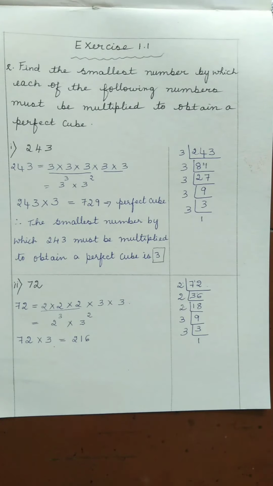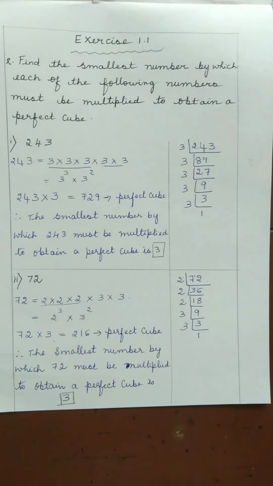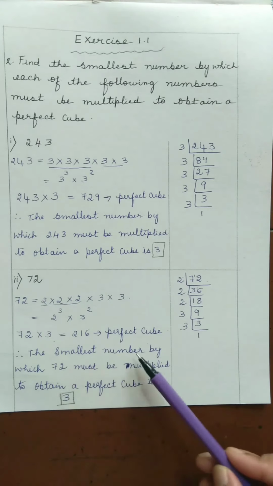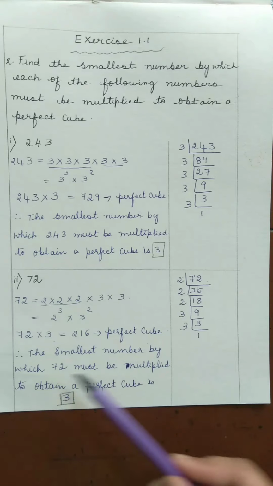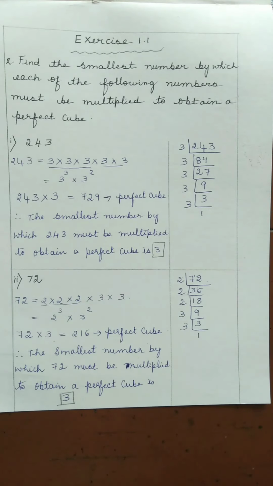So 216 is a perfect cube because 6 into 6 into 6 gives you 216. Therefore, 216 is a perfect cube. Therefore, the smallest number by which 72 must be multiplied to obtain a perfect cube is 3. This is the solution to this problem 72.